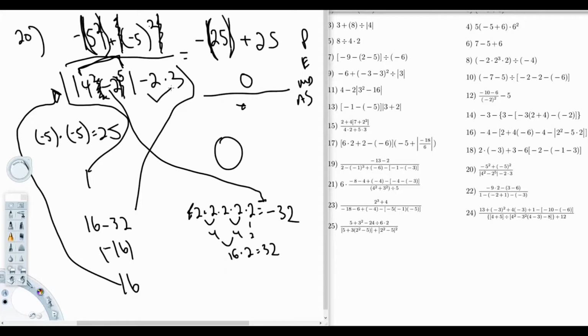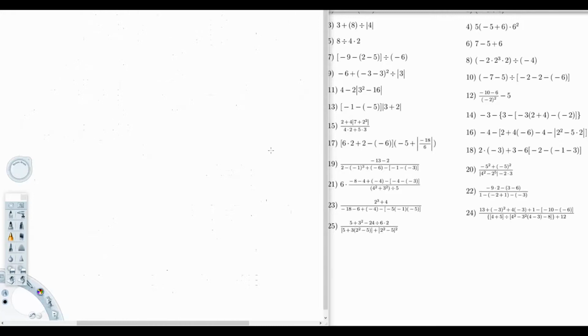Moving along here to this problem, we have minus 2 times 3. No parentheses, no exponents. There is a multiplication though, so you do this guy first. So 16 minus 6, right? Minus 2 times 3 equals minus 6. And that equals 10. So it would be 0 over 10. That would be the real answer, but 0 is fine in this case. Delete.